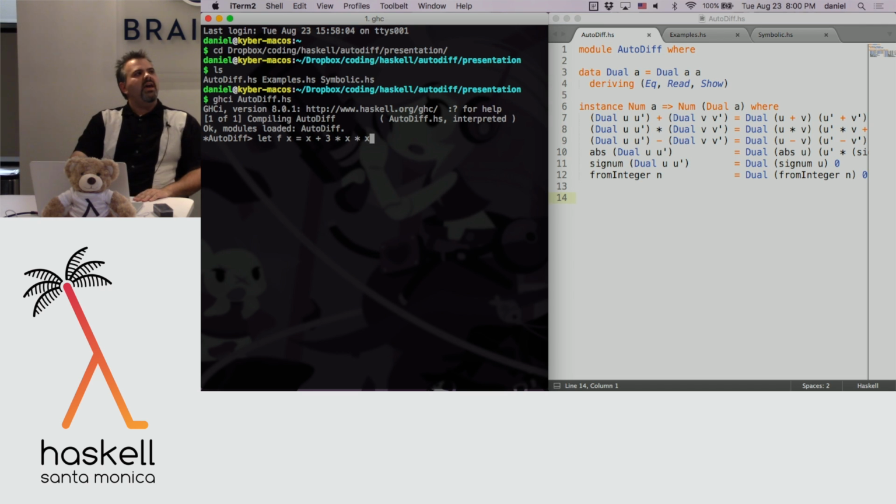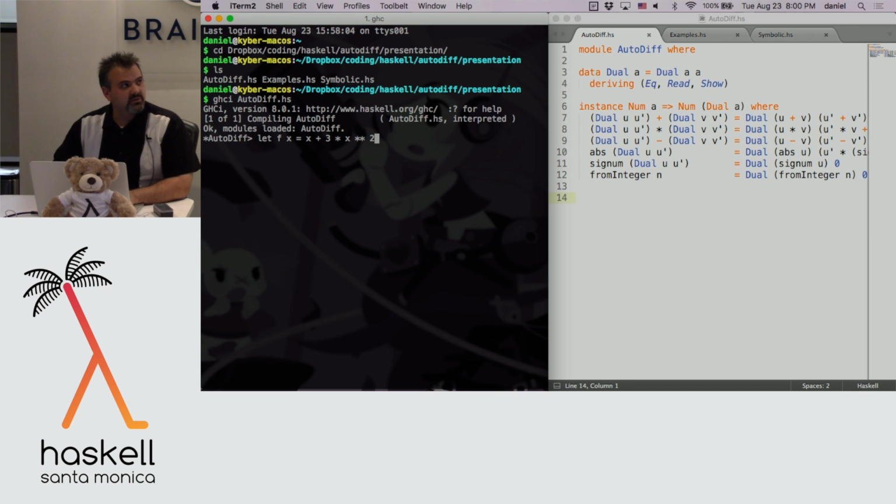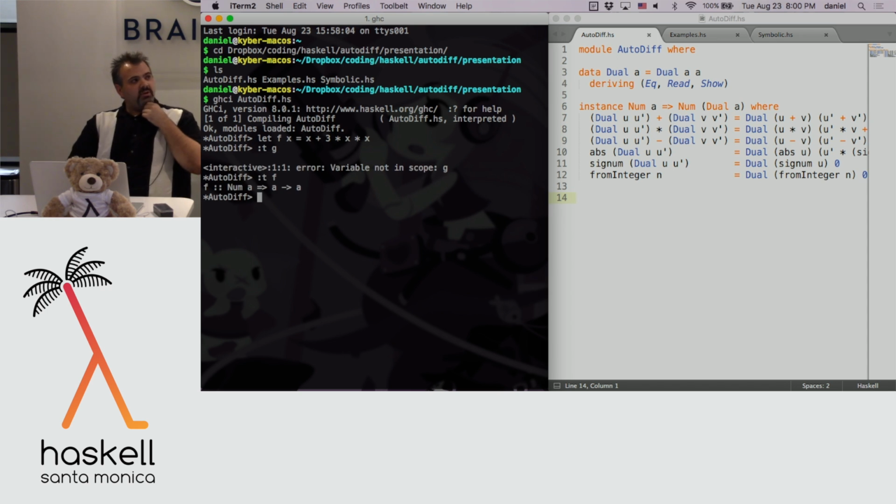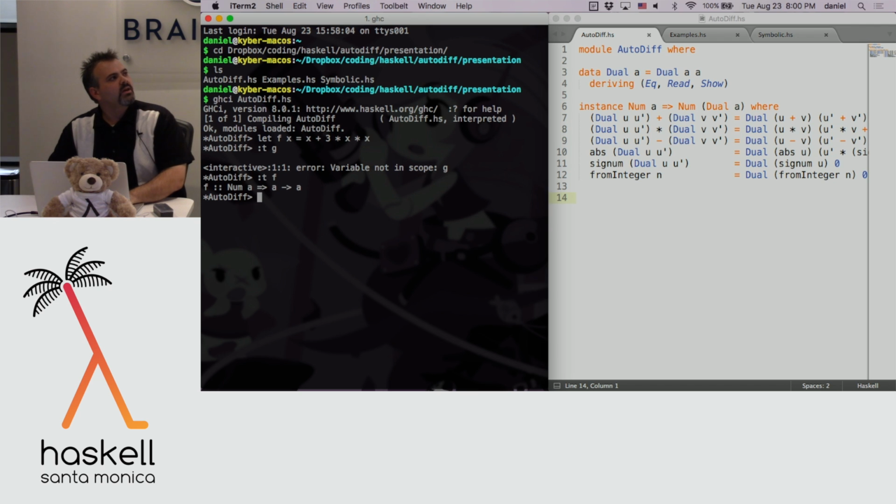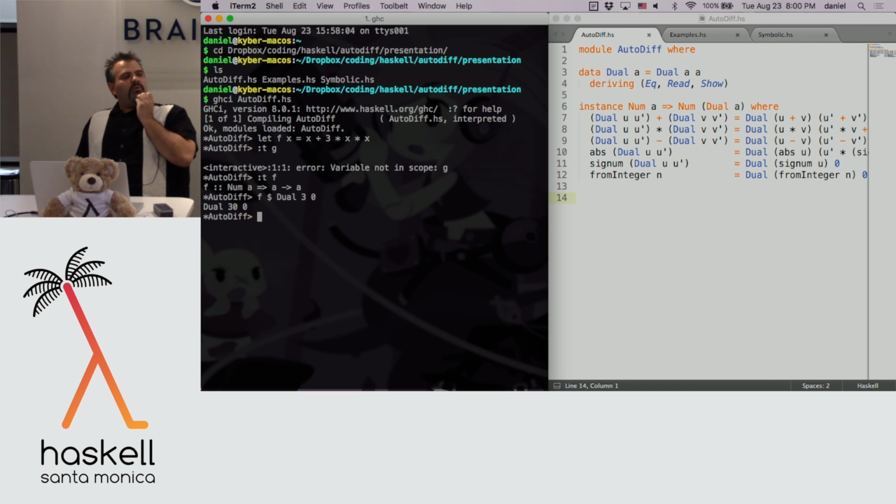Let's do that: x plus 3 times x times x. Why am I not just writing x squared? What's the type of that, double star? That would make it floating, right? Okay, so we're just going to do this. So the type of f. All right, this is great. So let's take f and apply it to dual 3, 0. I got dual 30, 0.